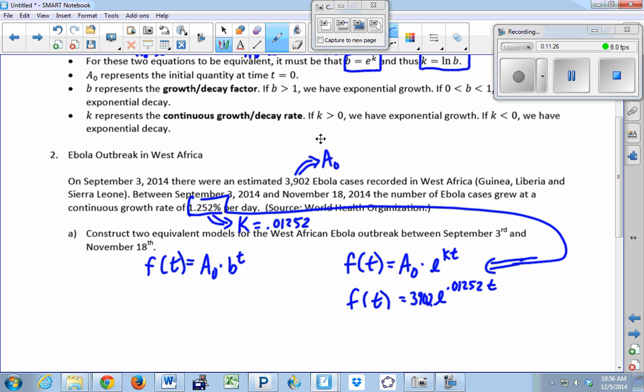You don't have to do all this conversion. If you're given the continuous growth rate, then use the model with E as the base. It's straightforward. You just plug in your numbers. However, I do want you to see how you could go from this model to this first model, this exponential growth model. So in this model, we know K. In this model, we have to find B.